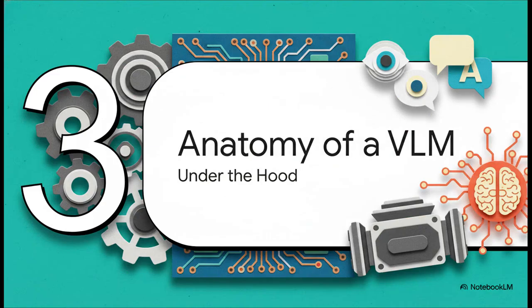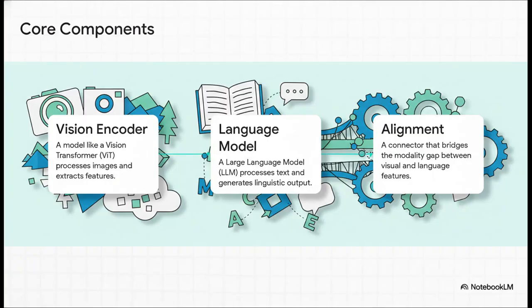Okay, so we get what they are and we get why they're so powerful. So now let's pop the hood and take a look at the architecture. How are these things actually put together? You can basically think of a VLM as having three key components. First, you've got a vision encoder, something like a vision transformer, or ViT. Its only job is to look at an image and break it down into its most important features. Second, you have a large language model, an LLM, which is the brains of the text operation. And third, and this is the really clever bit, you have an alignment module. Think of it as the universal translator, the bridge that lets the vision part and the language part talk to each other.